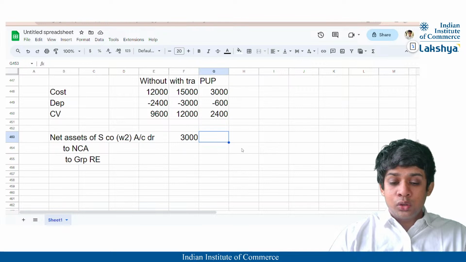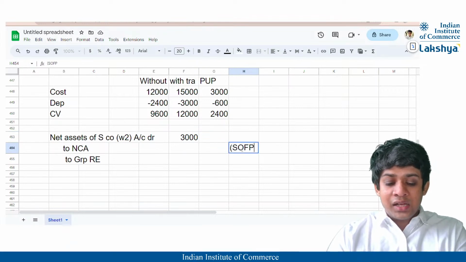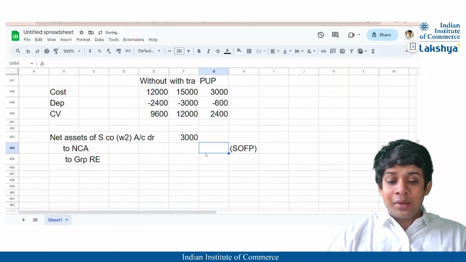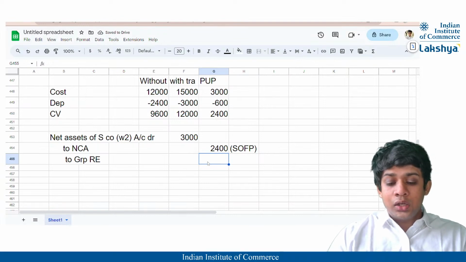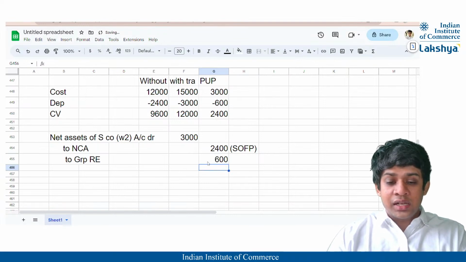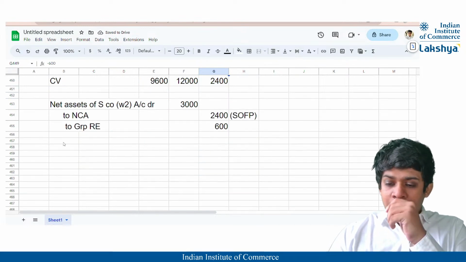So this is in working note 2. This will be on the face of the statement of financial position. My asset value will be dropped down by 2,400. Okay, and my group retained earnings will have a value of 600 as stated here. Okay, why? I'll explain to you.